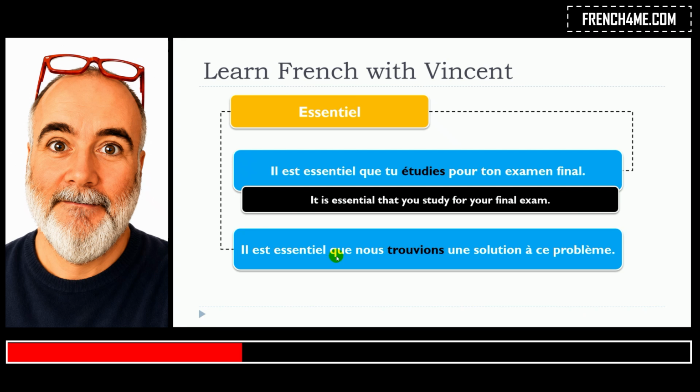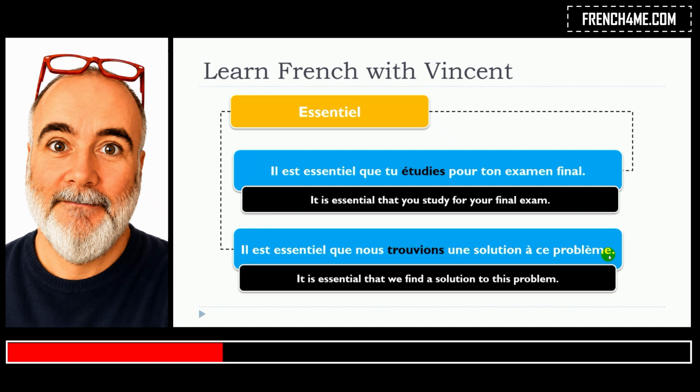Il est essentiel que nous trouvions une solution à ce problème.